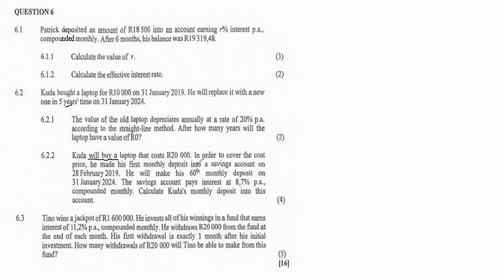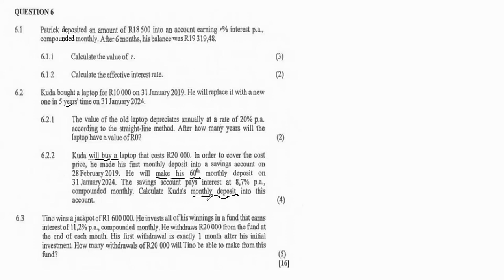Then he will make his 60th monthly deposit. So this here, again, it's a giveaway in terms of what you should use for your n. He will make his 60th monthly deposit on 31 January 2024. So that means how many monthly deposits will he be making? 60. Right. So that's the final payment. The 60th monthly deposit is the final payment. The savings account pays interest at 8.7% per annum compounded monthly. Calculate Kuda's monthly deposit.